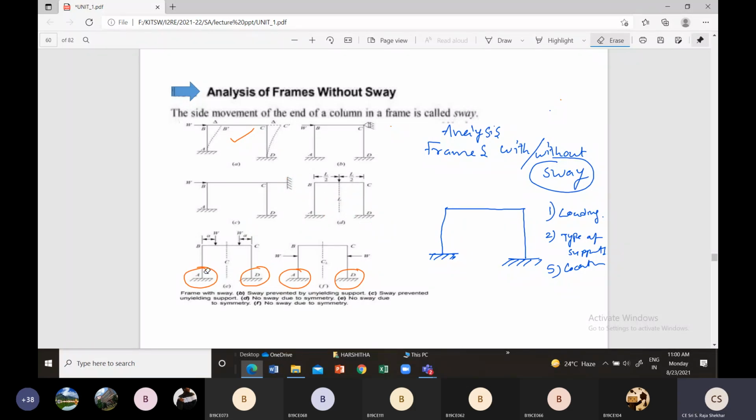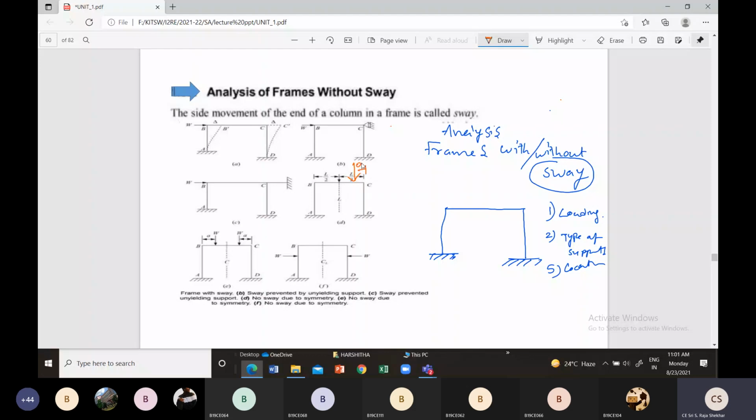So now in this session, yeah. Sir, will eccentric loading be considered stable or non-stable? Eccentric load will be considered a sway frame. Children, let us suppose if the loading is somewhere here, then it will cause some amount of sway. Sway is possible. So that is called a sway frame.